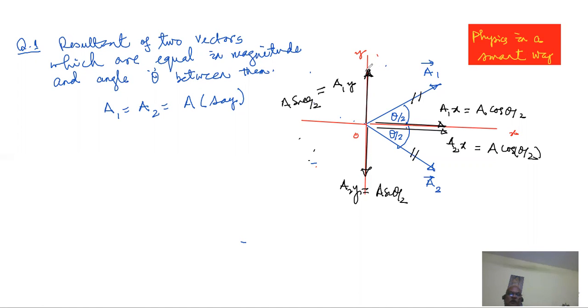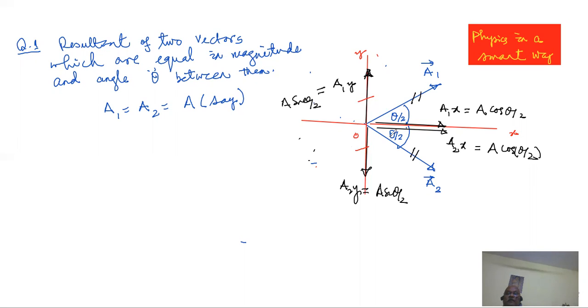But first of all, I request you to take the Y. We know if you combine Y parts, then A1Y, which is A sine theta by 2, is upward. A2Y, that is A sine theta by 2, is downward. So clearly here, the Y parts, when you combine them, will be cancelling each other. Nothing of Y will survive there.